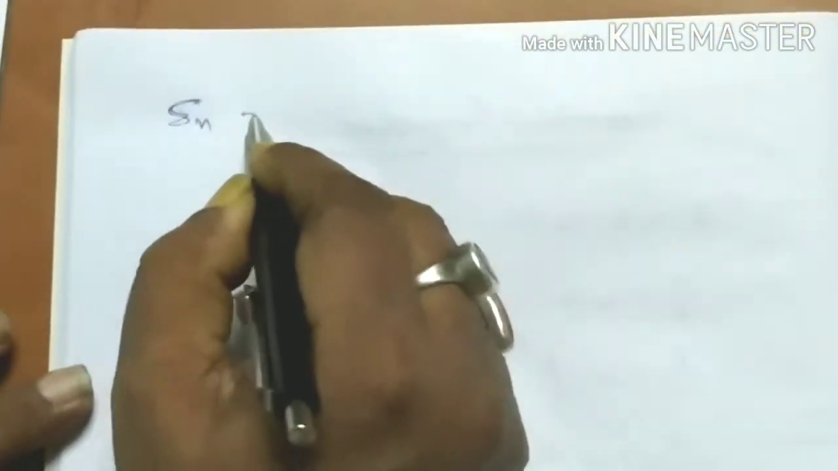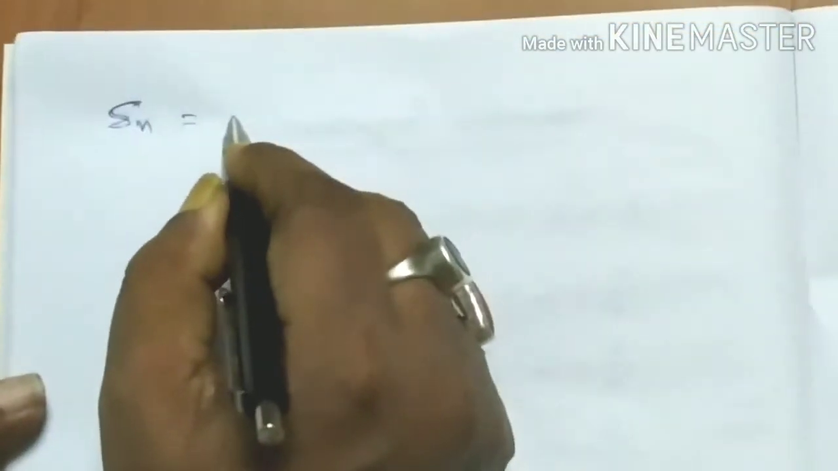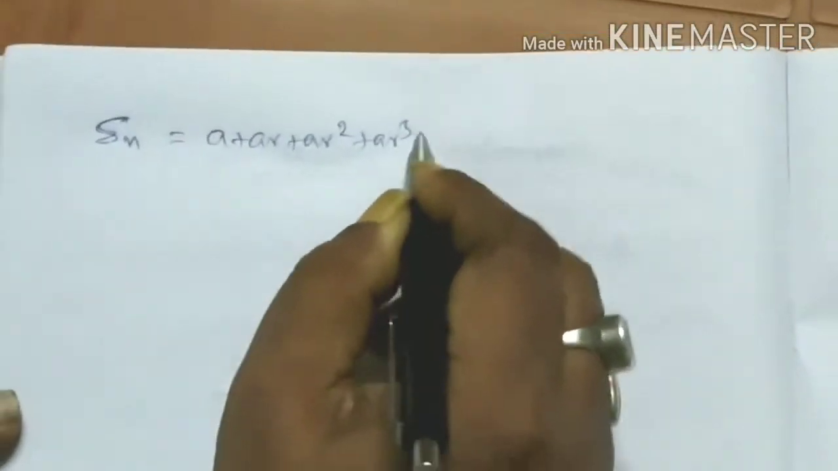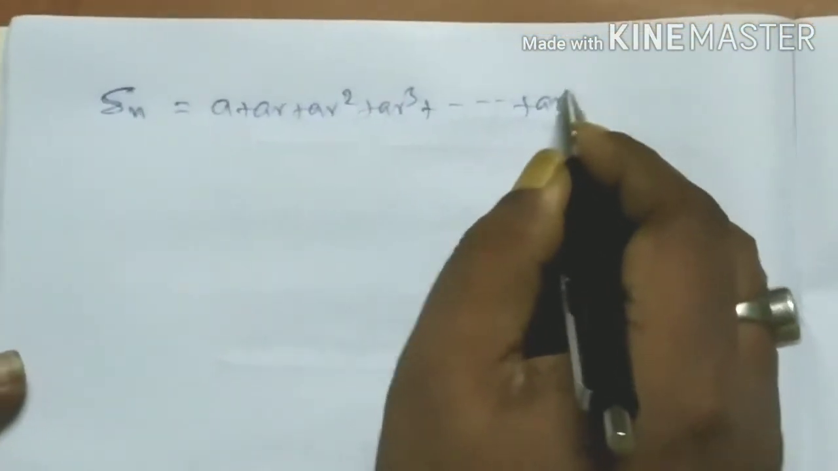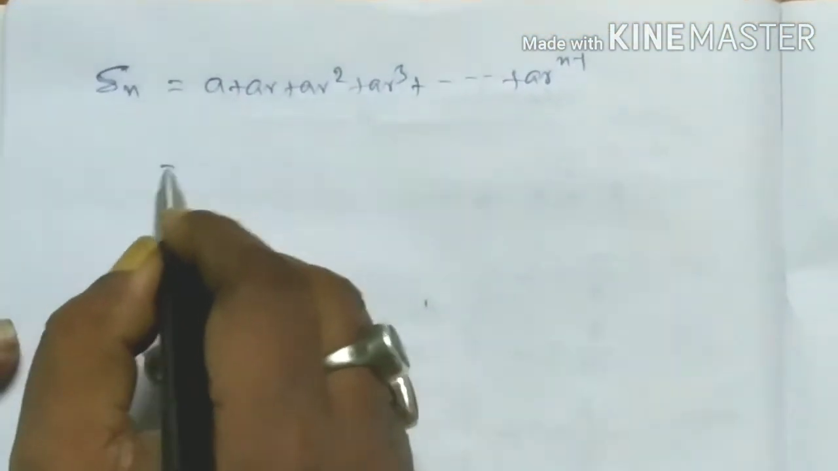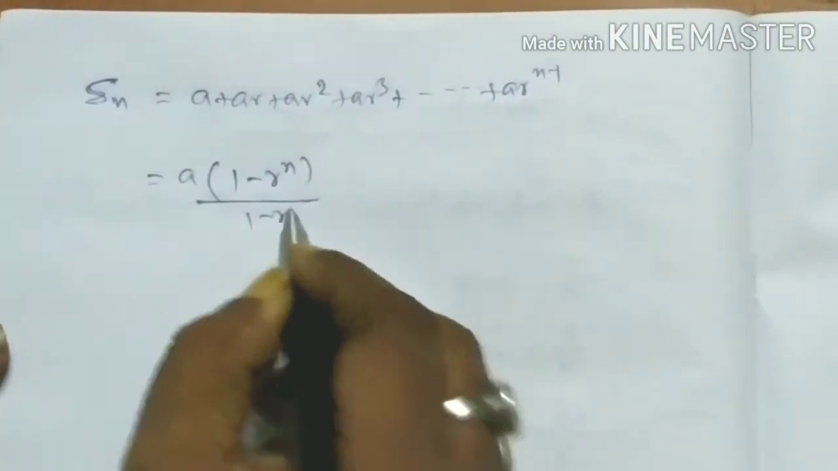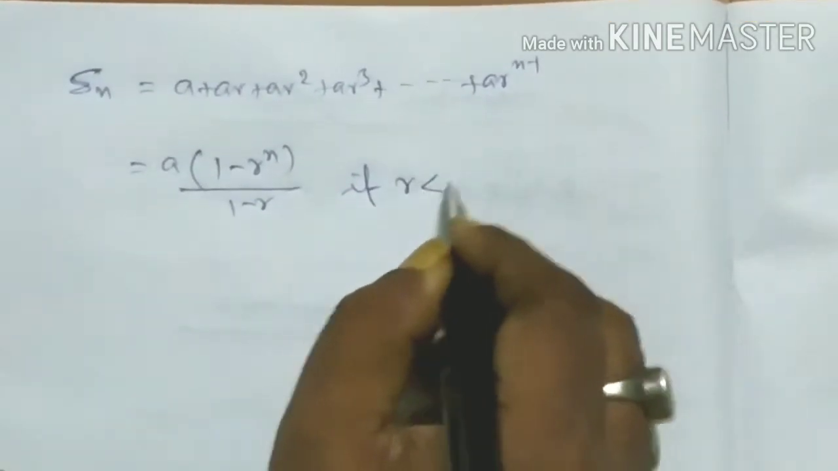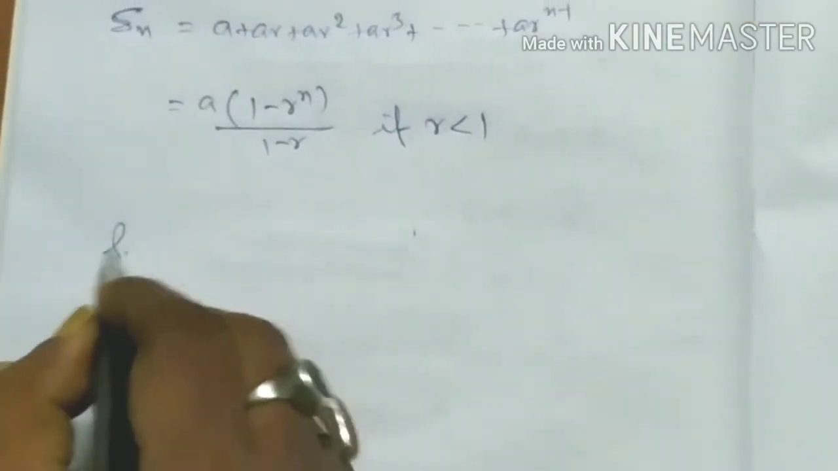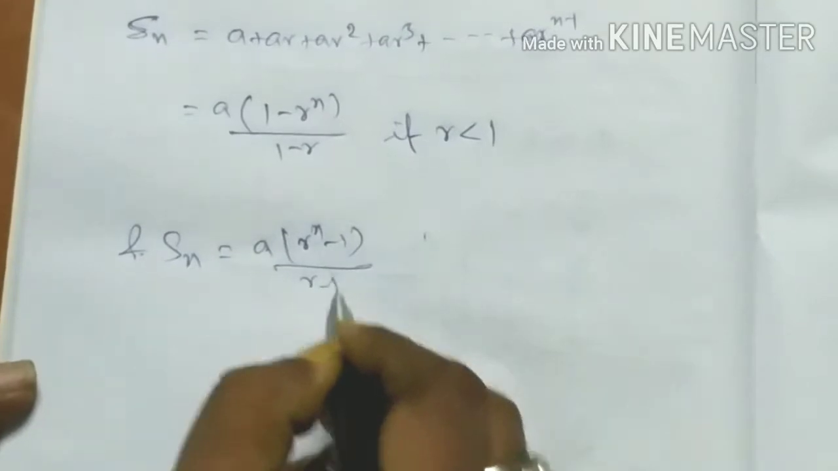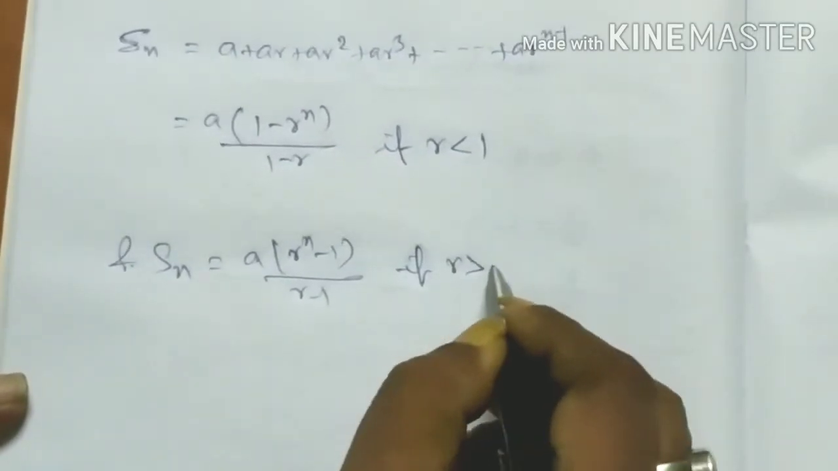Now, the sum of the first n terms Sn in geometric progression, A plus AR plus AR square plus AR cube plus and so on up to AR to the power of n minus 1. Its formula is Sn equals A into 1 minus R to the power of n, divided by 1 minus R, if R is less than 1, and Sn is equal to A into R to the power of n minus 1, divided by R minus 1, if R is greater than 1.